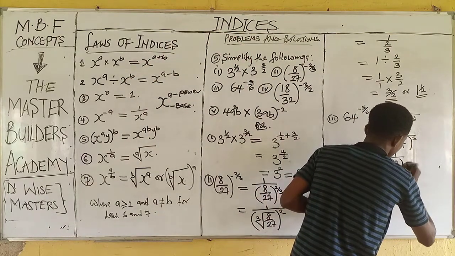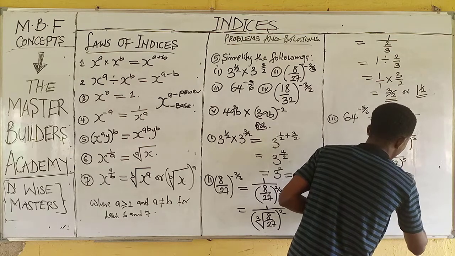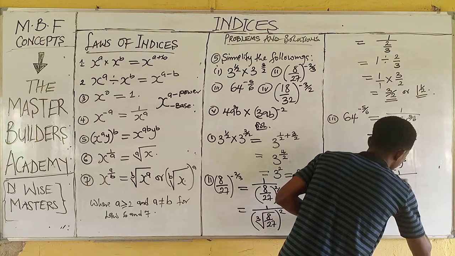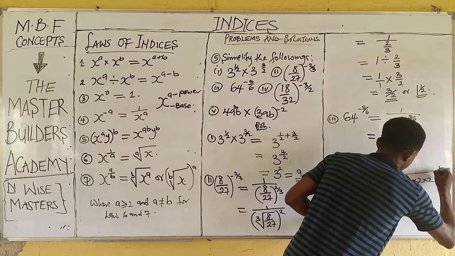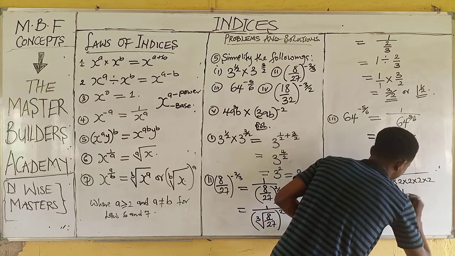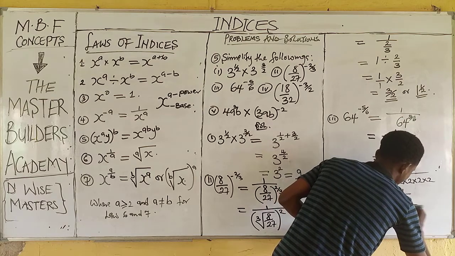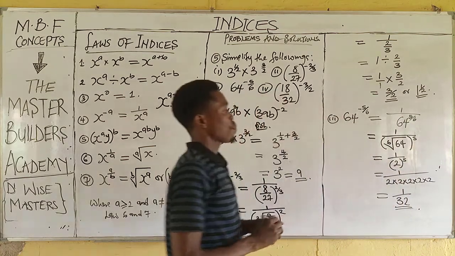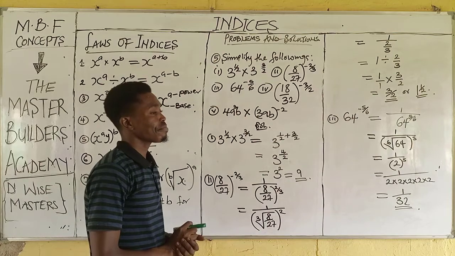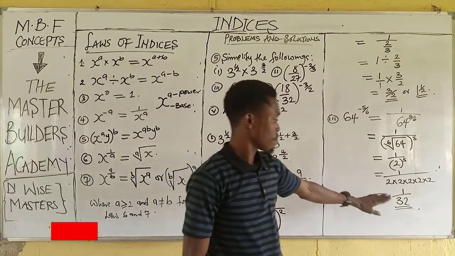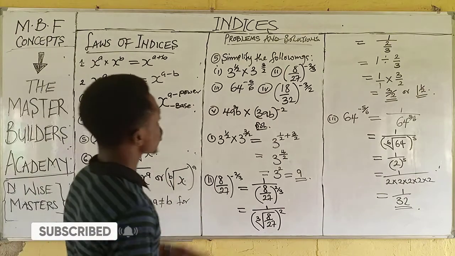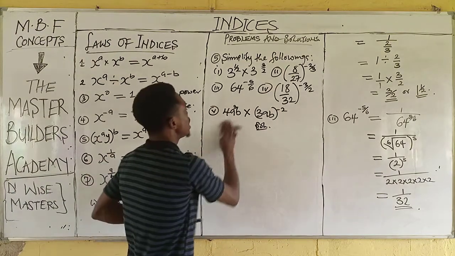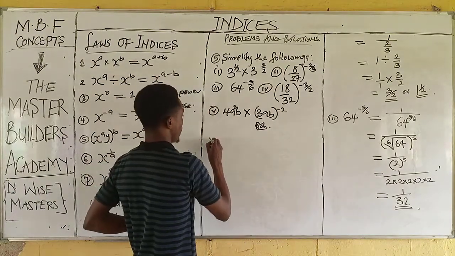So this becomes 2 raised to the power 5. And guys, 2 raised to the power 5 is exactly the same thing as 2 multiplied by 2, multiplied by 2, multiplied by 2, multiplied by 2. And our final answer becomes 1 all over 32. This is all about it. It's as simple as this. Now let's go. The next thing we have on the board is question number 4.